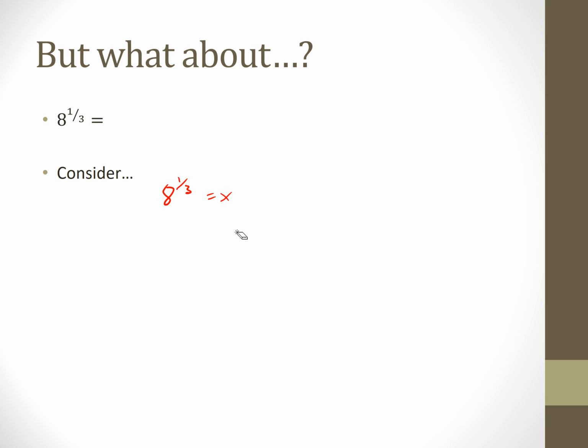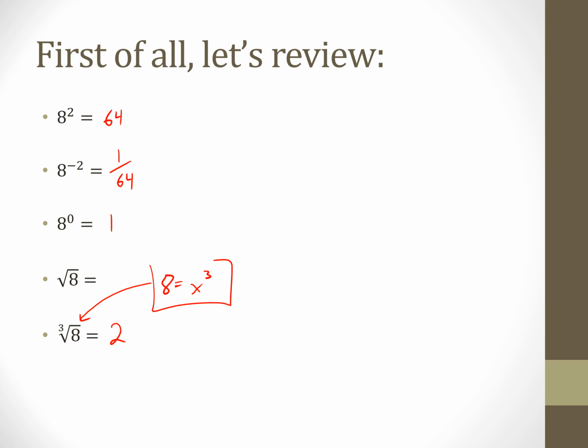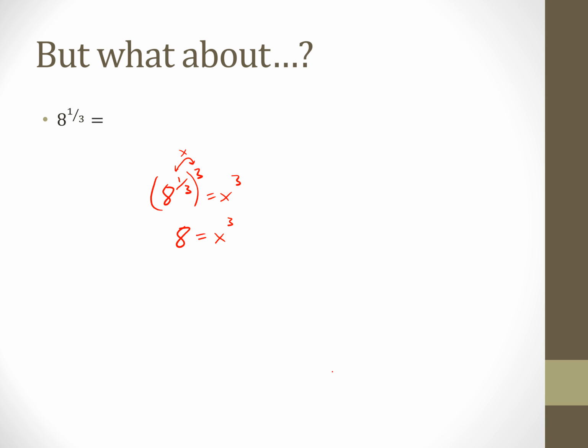I know that in order to cancel that 1/3 power, I need to do something that's somewhat opposite of it. So if I raise both sides to the third, let's think about what happens here. The rule of an exponent to an exponent is multiply these two exponents. And 3 times 1/3 is just 1. So if I raise both sides to the third power, I'm left with 8 equals x cubed. In other words, I'm doing exactly the same thing I did with the cube root of 8. I'm trying to see what number times itself 3 times gives me 8, and that's 2.